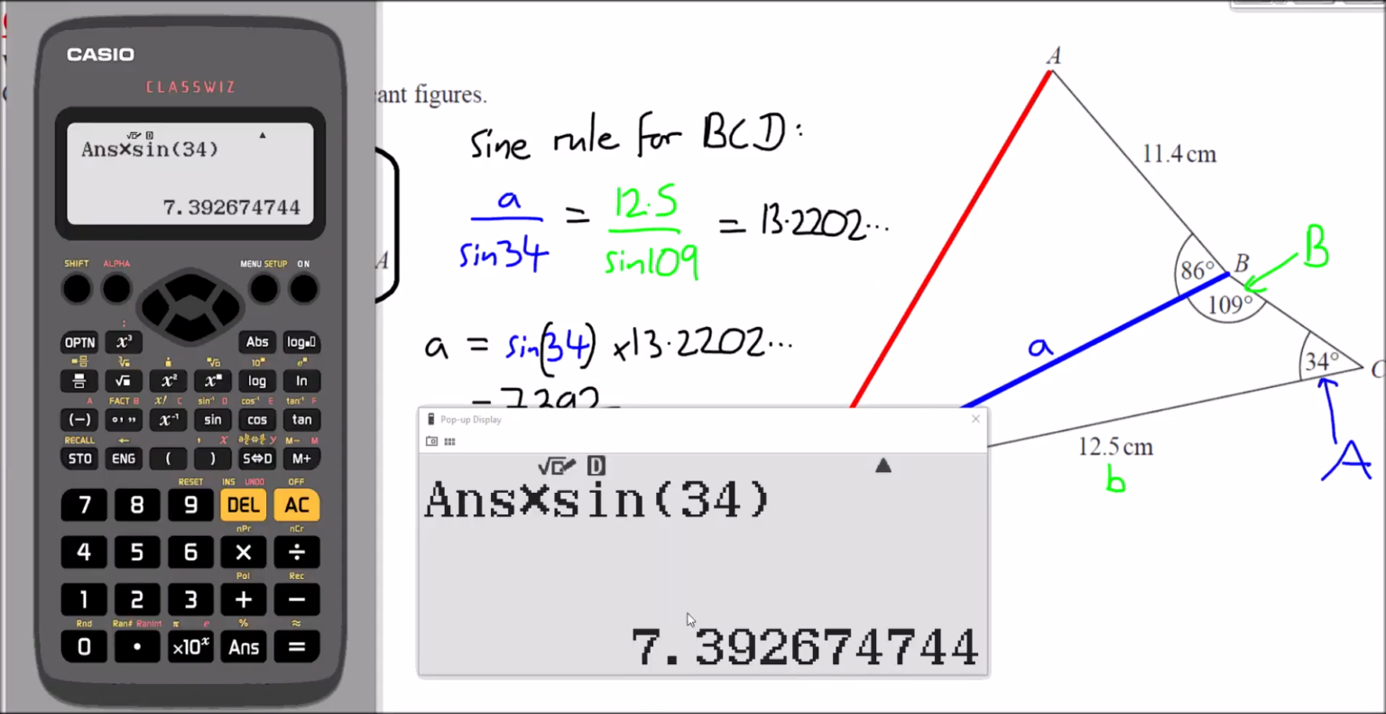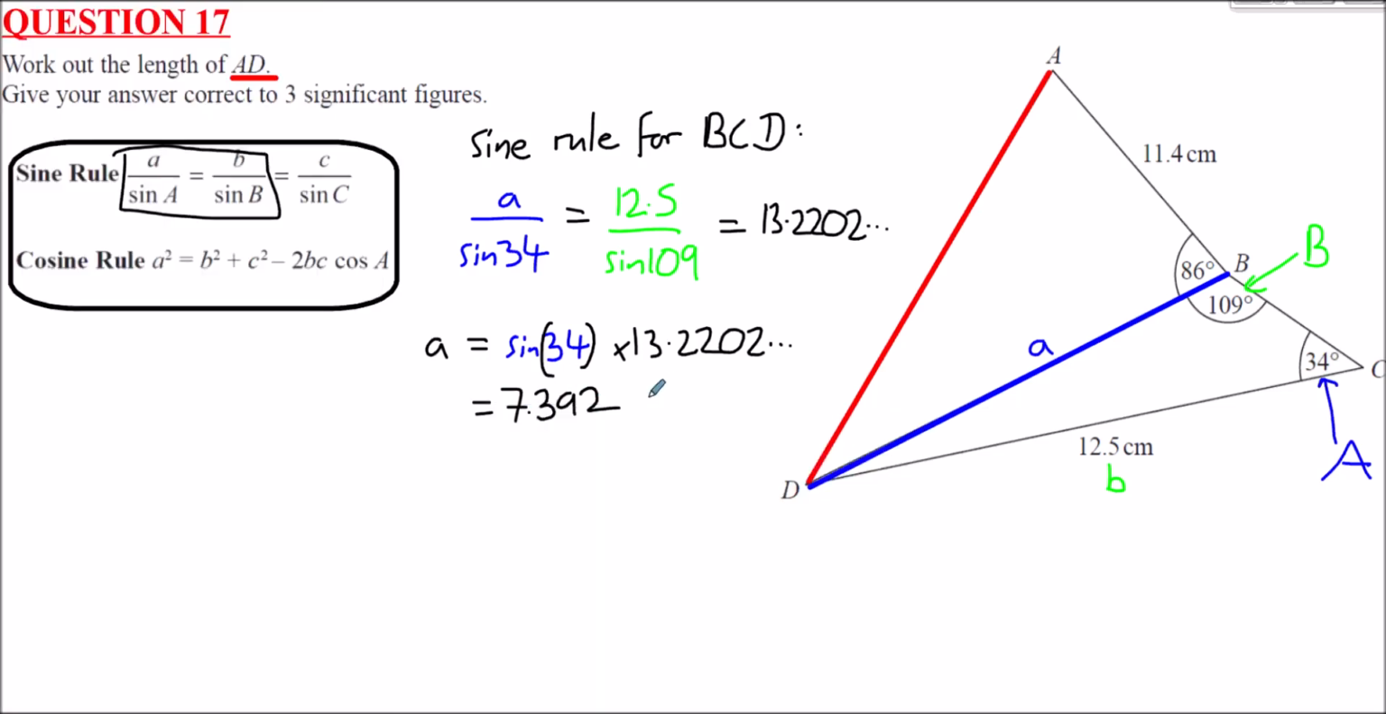What else did I have? 6747, 4, 4. So that's side A worked out. So A is that. Essentially now I've got A, I can forget for all intents and purposes that other triangle and just fill in what A actually is. So A, side DB, is 7.392. I'm not rounding yet, so I don't get any rounding errors. 674744.